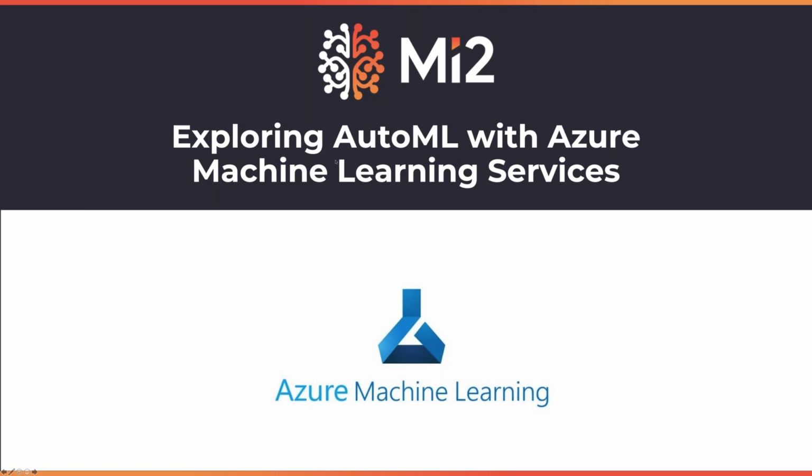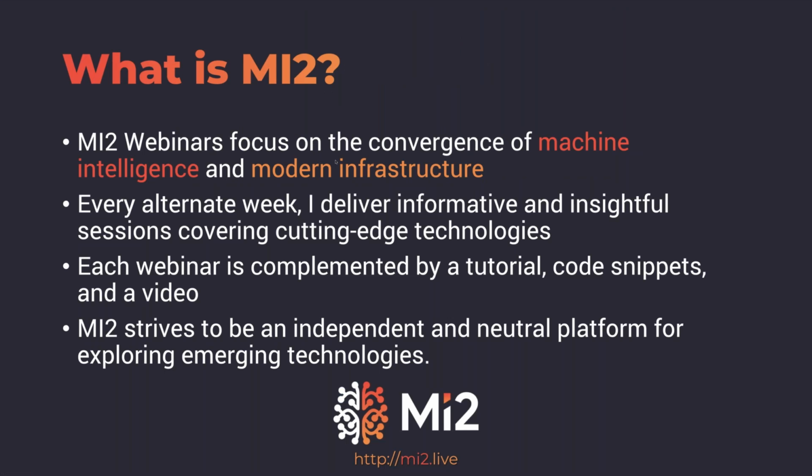So if you're attending the MI2 webinar series for the first time, this is a combination of two tracks. One is machine intelligence and the other one is modern infrastructure. Machine intelligence is all about AI, IoT, edge computing, while modern infrastructure is predominantly about Kubernetes, microservices, serverless computing, and so on. Every other session that I do is from one of these tracks. And today, obviously, we are talking about the machine intelligence track, where I'm going to cover AutoML based on Azure machine learning platform services. So that's MI2.